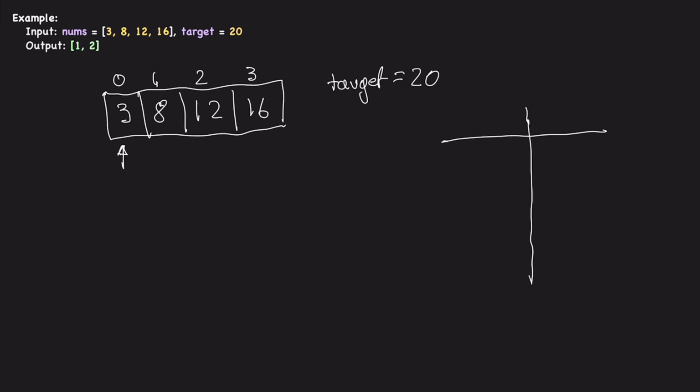So the key will be the value inside the array, so nums of I, and the value will be the I itself, the index. So the first round, the first scan through that array would just populate that map. We would go like 3, the index is 0, we will move to the next element, 8, the index of 8 is 1, next would be 12, the index of 12 is 2, and 16, the index of 16 is 3. So we just scanned through that array, and now we have all the values together with their indices in our map.